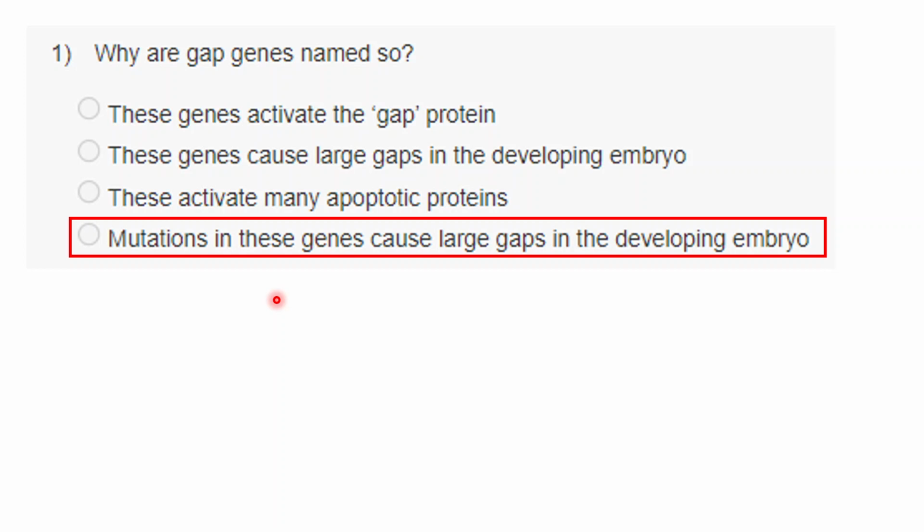Similarly, we have other genes such as wingless. Wingless codes for a protein which, when mutated, causes a wingless phenotype in the fly. That's why the gene is named wingless. A mutation or loss of function of wingless will cause no wings in the fly. Similarly, loss of function of gap genes or mutations in these genes cause large gaps in the developing embryo. So you are absolutely correct.